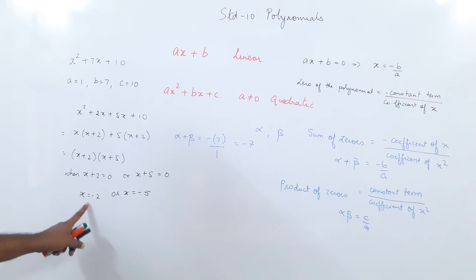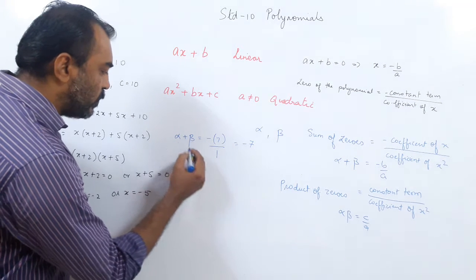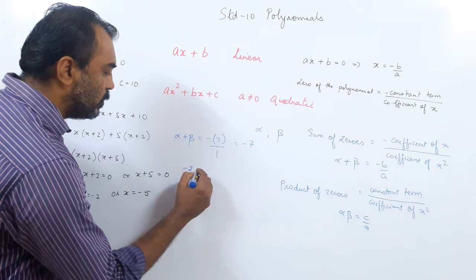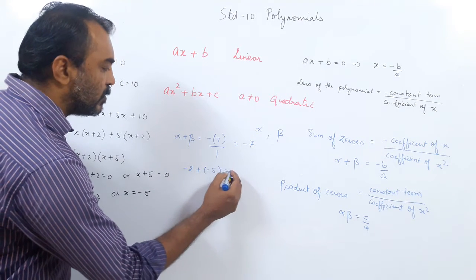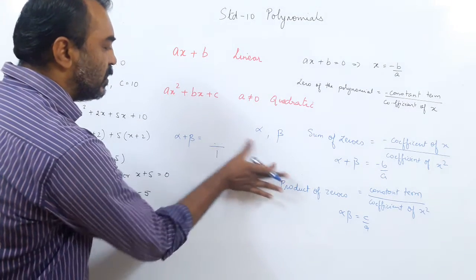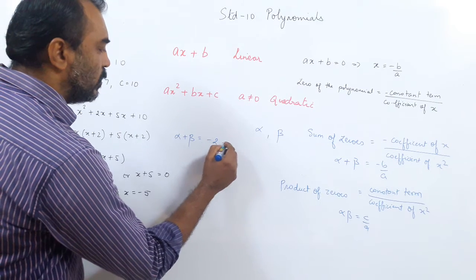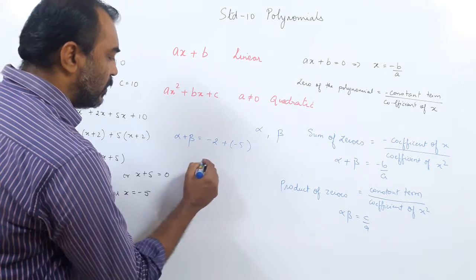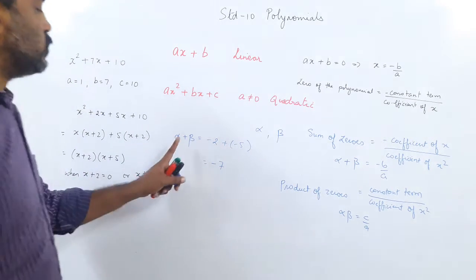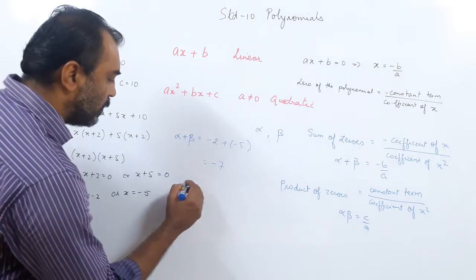Check this. What is alpha? Minus 2. What is beta? Minus 5. So alpha plus beta is also minus 2 plus minus 5, that is minus 7. I should have written it the other way around. Alpha plus beta, alpha is minus 2 plus beta is minus 5, gives me minus 7. So alpha plus beta gives me minus 7. Now let me check minus b by a.